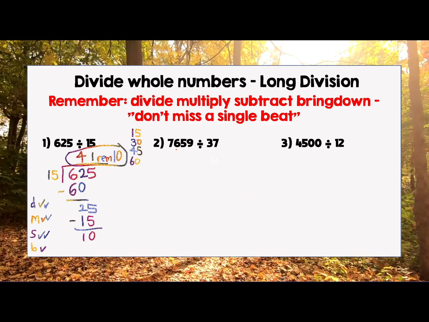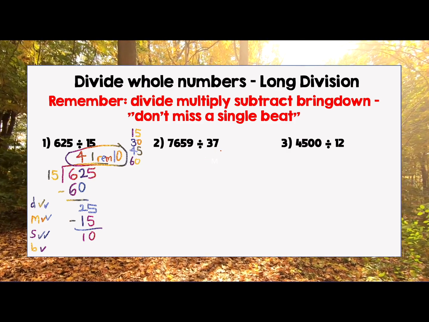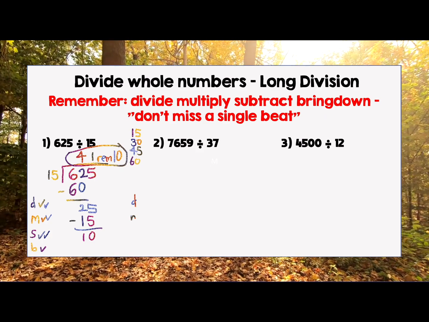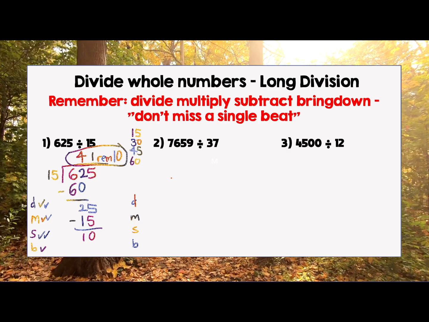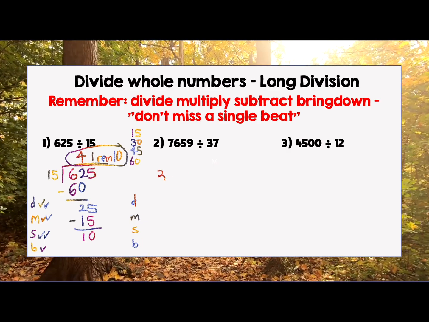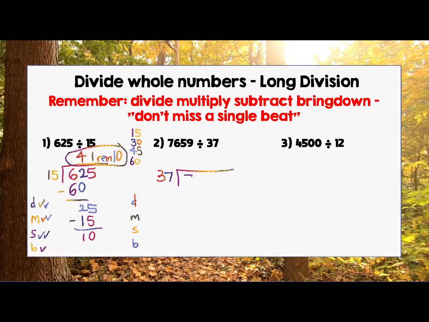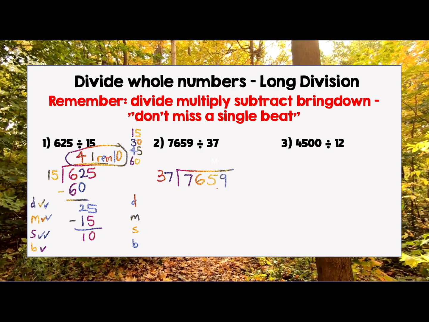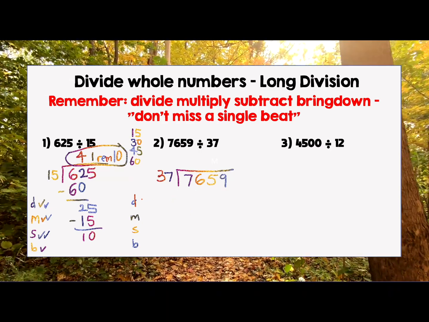We have 7,659 divided by 37. So we follow the same principle. Don't miss a single beat. And we're going to put 37 on the outside of the bus shelter, and then we write 7, 6, 5, 9 inside the bus shelter. So we're going to first of all start with divide.